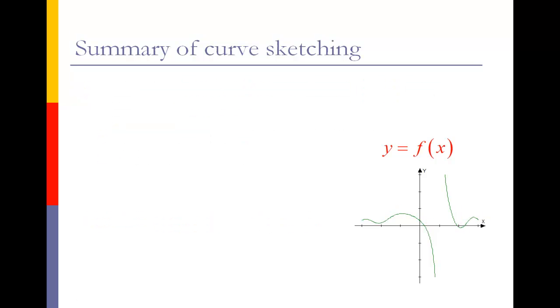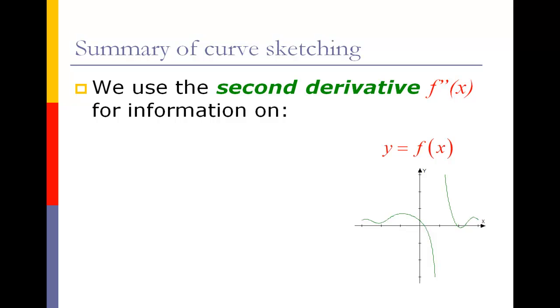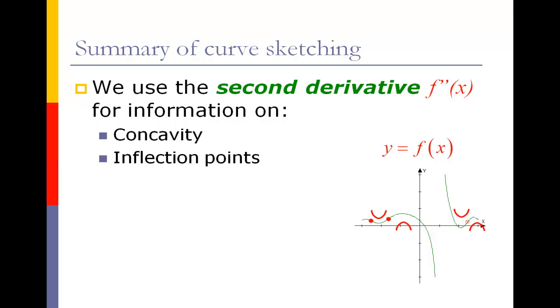And finally, we're going to use the second derivative to get information of, yes, you guessed it, the concavity. We're going to find out if the function is concave up or concave down, and of course, in relation to that, whether it has inflection points and where those inflection points are. So in other words, the second derivative gives us the answer to the question, how does the function curve?